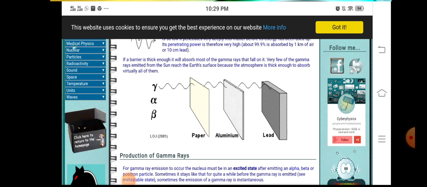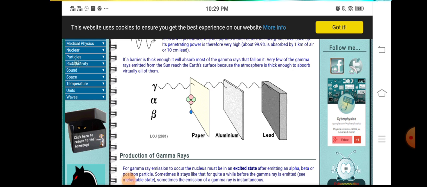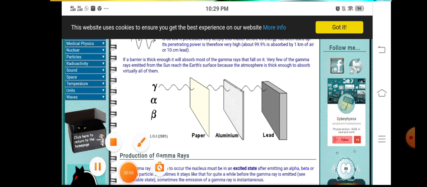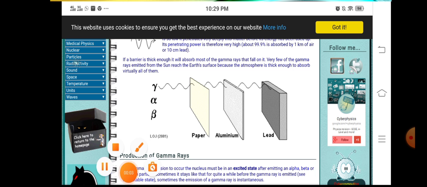With the help of this video you can see the alpha, beta and gamma. Alpha particles can pass only through paper, beta particles can pass through paper and aluminum, and the gamma particle, which is the more energetic particle, passes through paper, aluminum and lead.